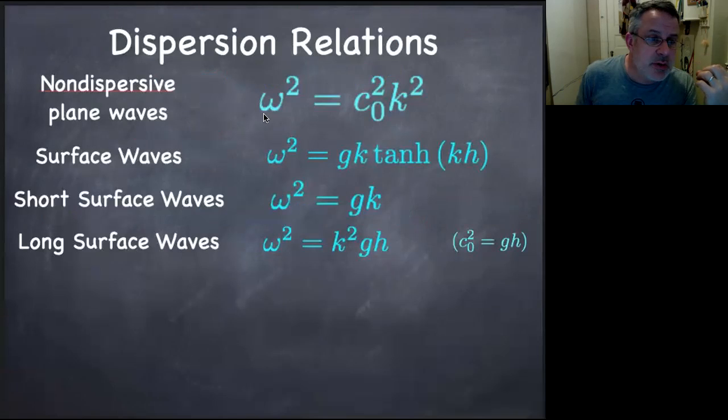So here are some of the dispersion relations that we've talked about so far. We've got one that's for the non-dispersive plane waves. And a particular example of that are long surface waves or shallow water waves, where the square root of gH is the phase speed. And short surface waves, deep water waves, they go, remember that tangent goes the other direction, so we get omega squared equals gk. The surface waves for both short and long, or deep and shallow water, give us this tangent factor, tanh of kH.